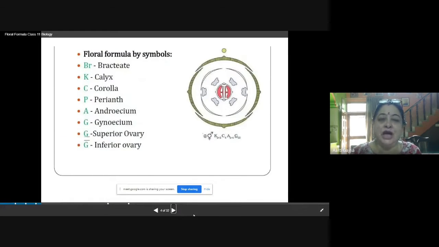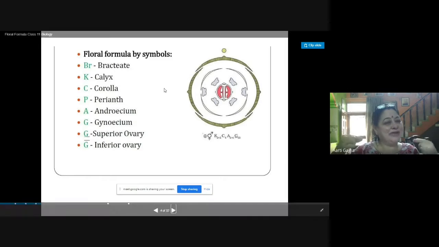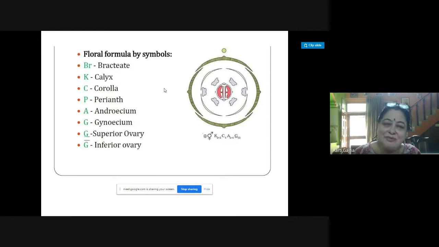Now see, what do we have to write in the formula? We have to write everything about the symmetry first. Then comes whether the flower is unisexual or bisexual, and if it is unisexual, whether it is male or female. Before that, we write the bracteate, whether reduced leaves are present at the base of the thalamus or not. If they are present, then we write bracteate. And then K is for calyx, C is for corolla.